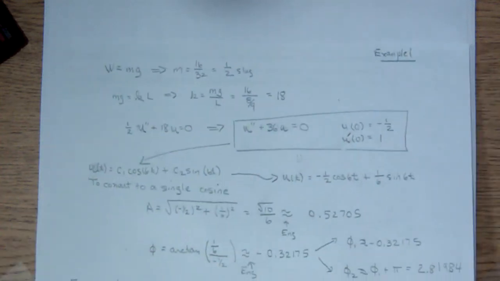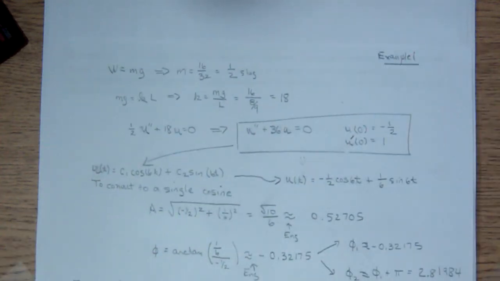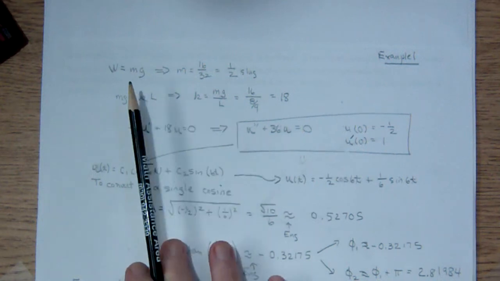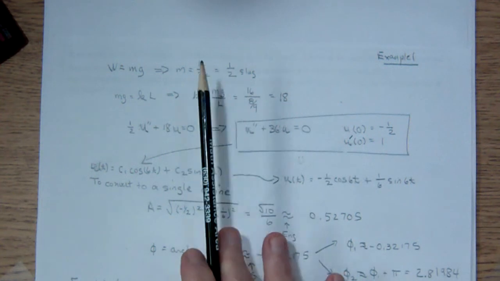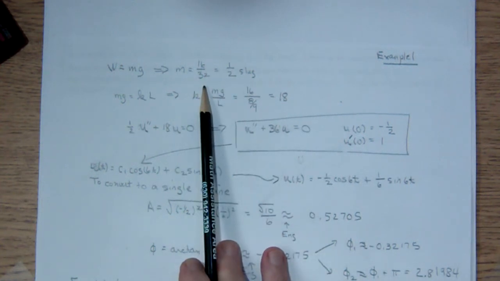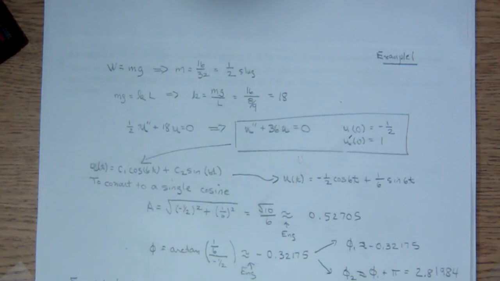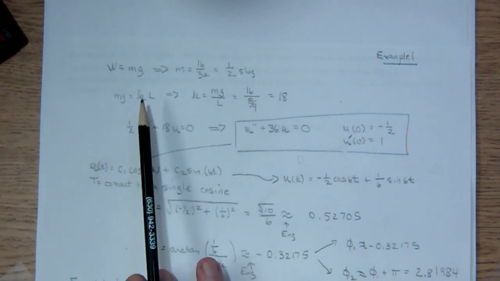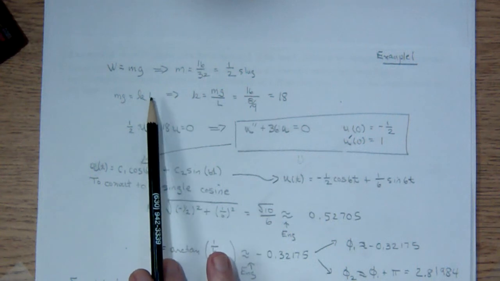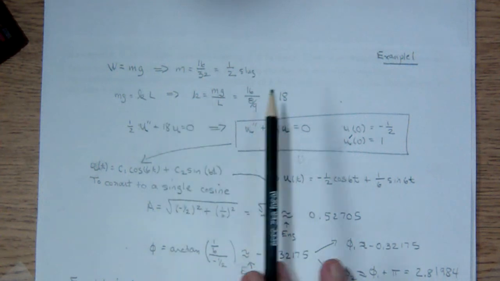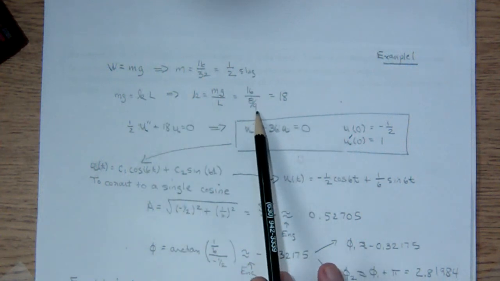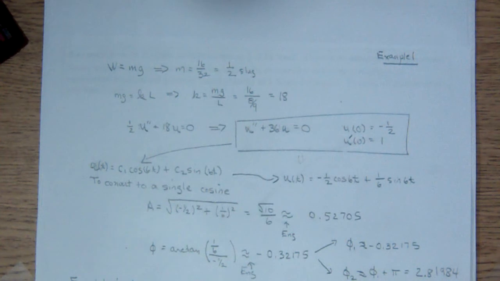So let's go through and talk about this solution. The first thing we're going to do is find the mass of the spring. The mass is the pounds, which really is a unit of force, divided by the acceleration of gravity, which I'm taking to be 32, and that's going to be 1/2, and that's going to be a slug. The other thing we're going to want to know is the spring constant. K times L is equal to mg, and so when we solve for K, we have 16 divided by 8/9, and that's going to give us 18.